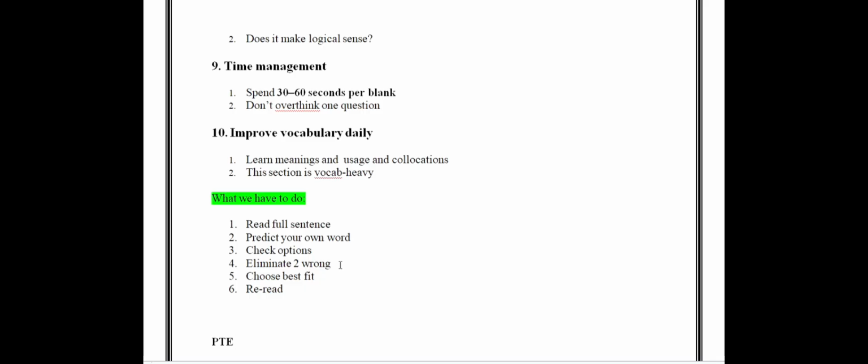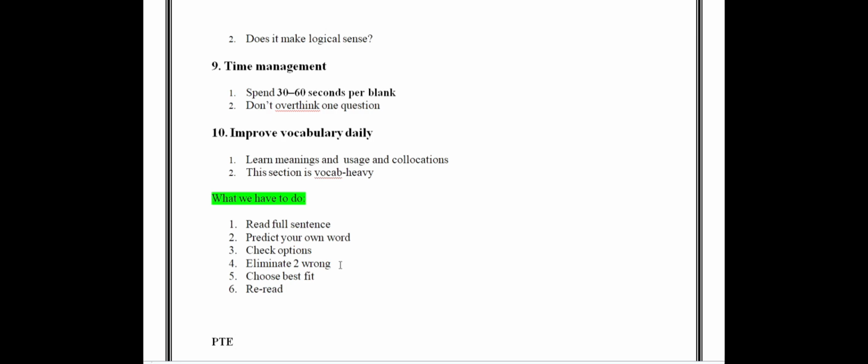Right. The most important one again is to improve vocabulary daily. Learn the meanings, and focus on the usage and the collocations. If you are making a last minute battle, then yes, give some time to work on your weak area, which is vocabulary. This section, the reading fill in the blanks, is completely full of vocabulary, and you will feel that vocabulary-heavy sensation while you're working also. So rather than doing the practice, use that time to study and develop your vocabulary.